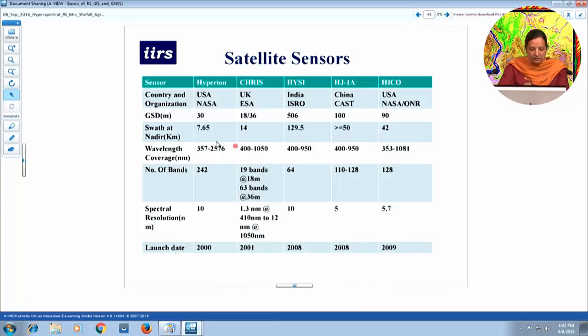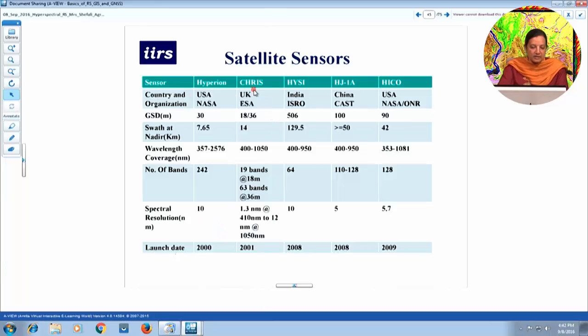So if I talk about satellite sensors, these are some of the satellite sensors which are available. Hyperion, which is from the US. NASA is the organization which launched this satellite with a spatial resolution of 30 meters, a small swath of 7.6 kilometers, wavelength covering the entire visible and the infrared region up to 2.5 micrometers, 242 bands with a spectral bandwidth of 10 nanometers.